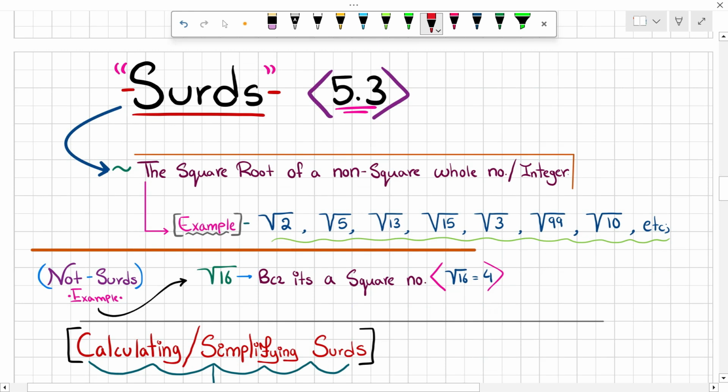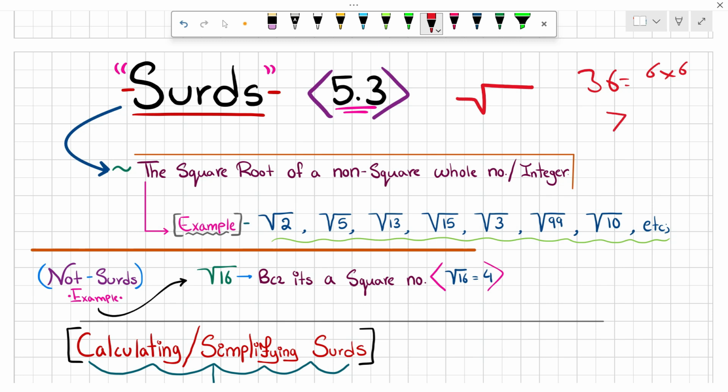Coming to surds. A surd is a square root of a non-square whole number or integer. So it's a square root of a non-square number. For example, 36 is a square number because 36 is 6 times 6, right? But 7 is not a square number because there are no two same numbers that multiply together to give you 7. So root 7 would be considered a surd. It's the square root of a non-square number.